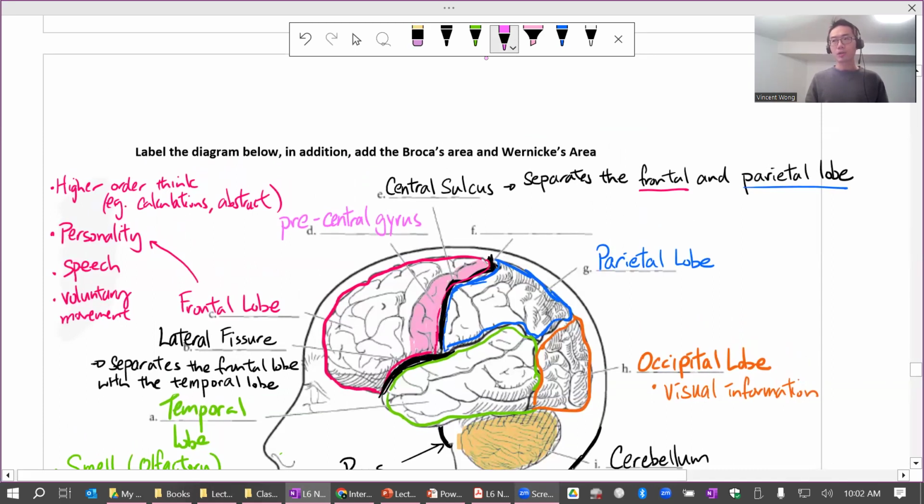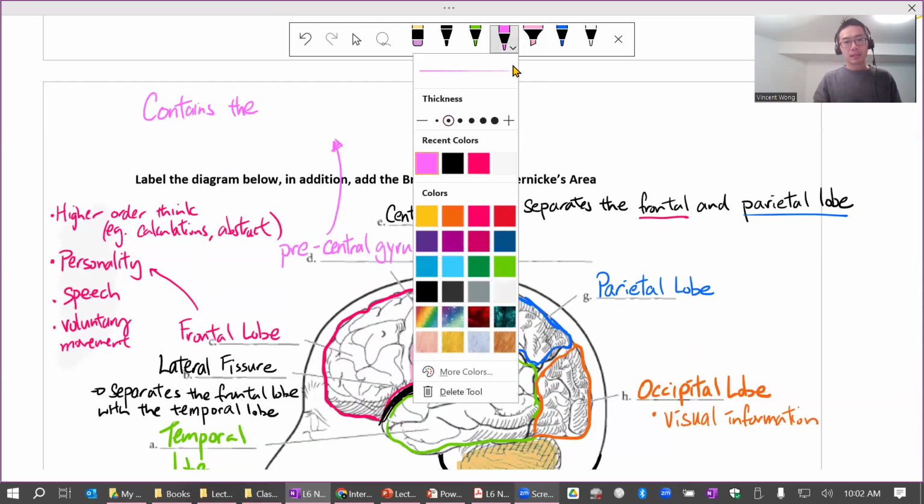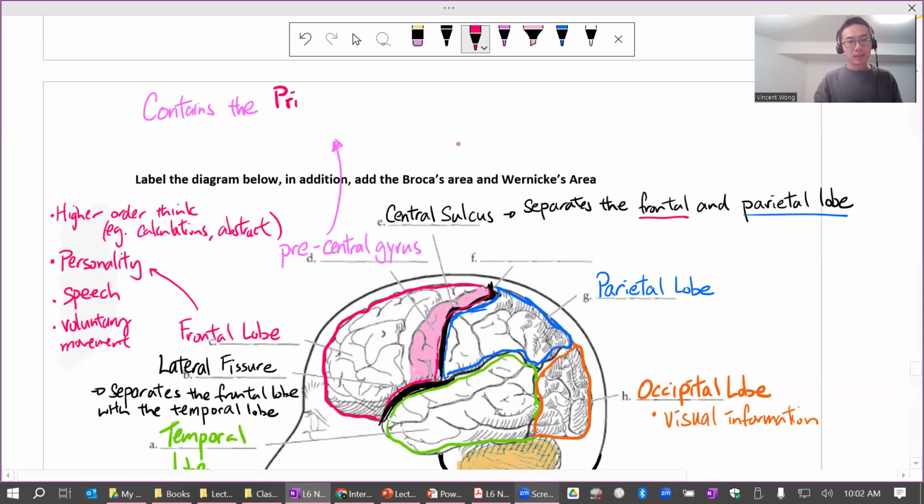Precentral gyrus. So I'm just going to tell you a little bit about the precentral gyrus. The precentral gyrus, this strip of brain tissue, contains the primary motor cortex, which enables voluntary movement. Just copy it down first, I will explain.